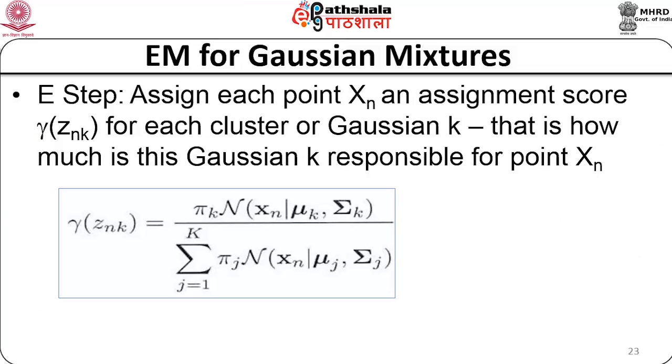So, essentially what we are doing is you are assigning each point xn an assignment score, and this score for each cluster or Gaussian k says how much this Gaussian k is responsible for the point xn. That is essentially what you are saying. This is calculated using the formula given below. This is the scoring formula; you could have used any scoring formula, but here we are using the mixture formula divided by the total. So, we are assuming that for this particular kth cluster the mixing parameter and the mu k and the psi k which you have guessed or got from the previous step, and then we are taking the summation of that. Okay.